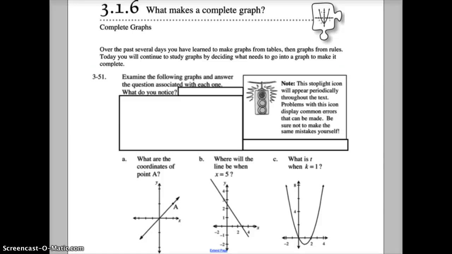This is going to be a video to help you with 3.1.6 in your Algebra Connections book. Now the title of this section is called Complete Graphs, and they ask a question, what makes a complete graph? Let's look at number 51.